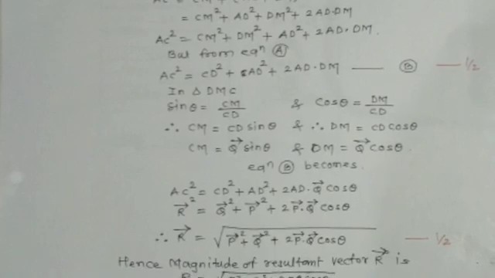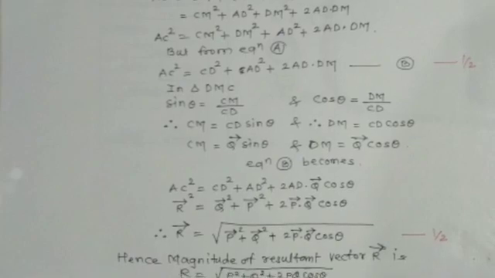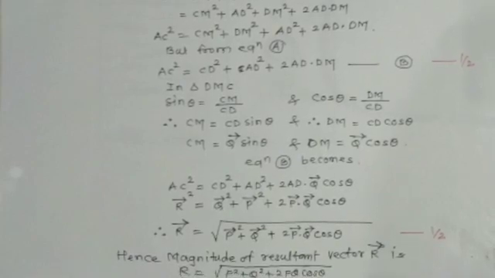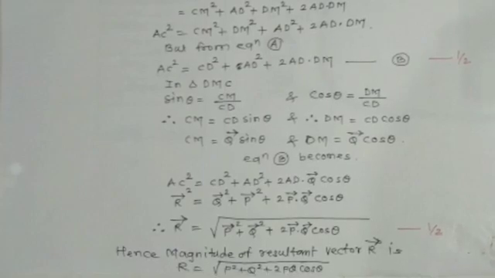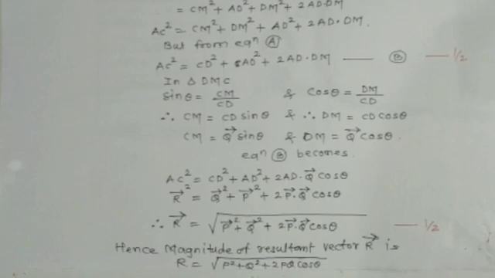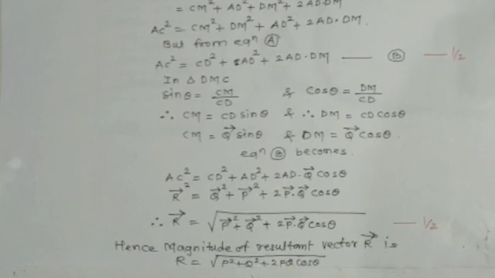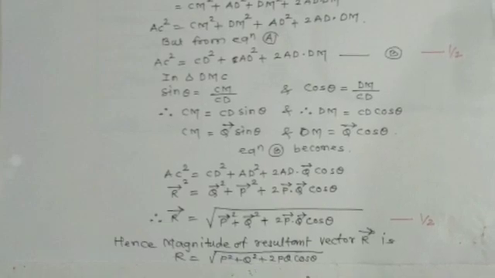Taking the square root, vector R is equal to square root of vector P square plus vector Q square plus 2 vector P dot vector Q cos theta. Hence the magnitude of the resultant vector R is equal to square root of P square plus Q square plus 2PQ cos theta.